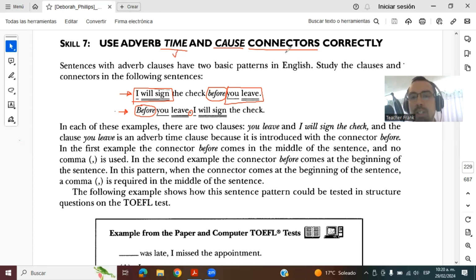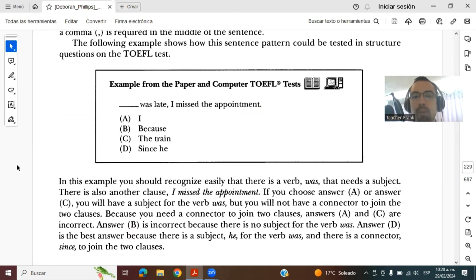So let's look at an example which could appear in the TOEFL. Here, for example, was late, I missed the appointment. So immediately we should notice that there's a clause, I missed the appointment. There is a comma also right here, and there is a verb. So what are we missing? We're missing two things. We're missing a connector and we're missing a subject.